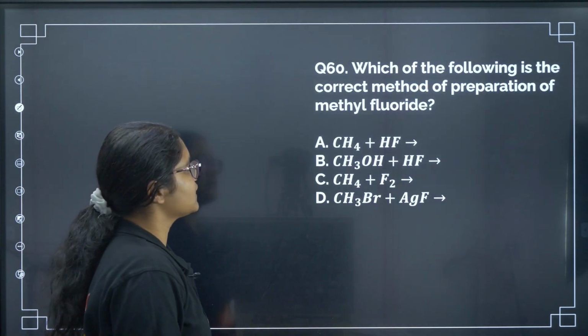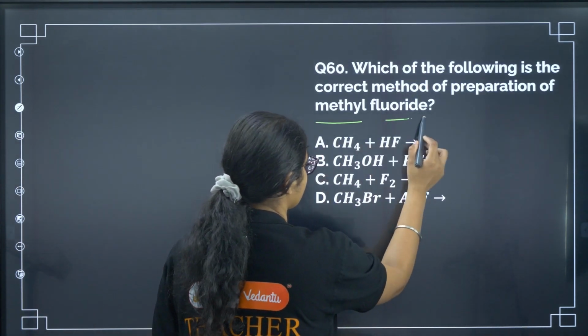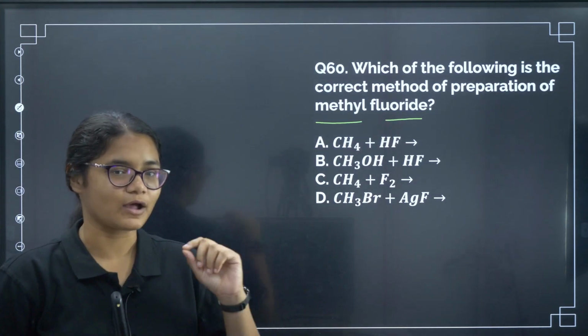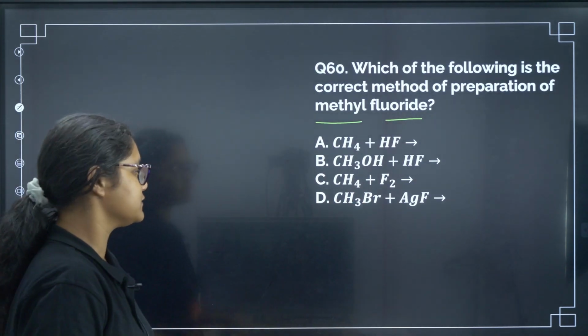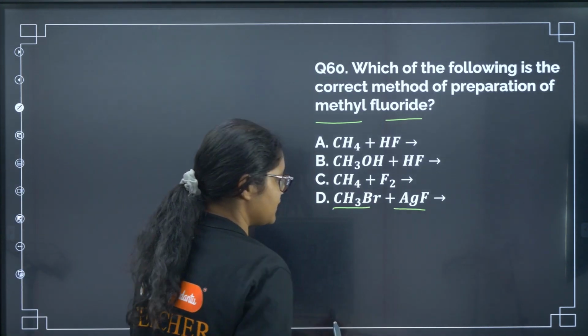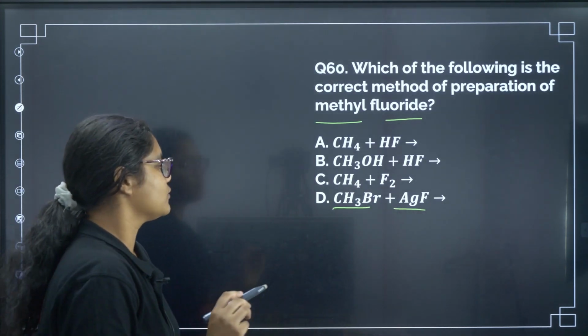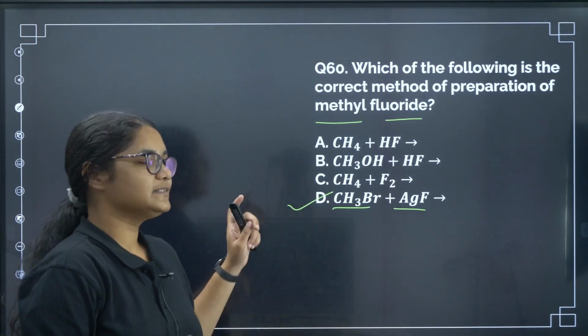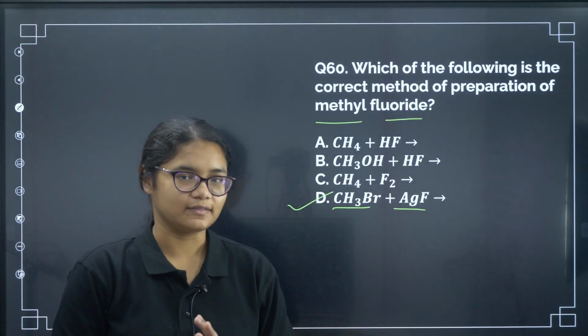Which of the following is the correct method of preparation of methyl fluoride? Okay, for this question also I want all of you to comment down the name reaction for this one. CH3Br plus AgF will give you CH3F and AgBr. So the correct answer for this question is option number D. Please write down the name reaction of this one in the comment section.